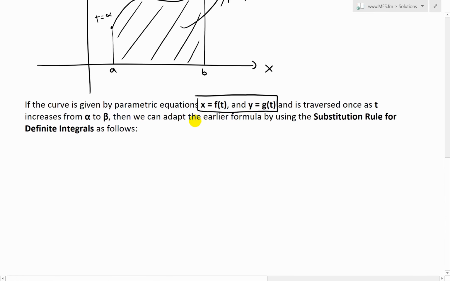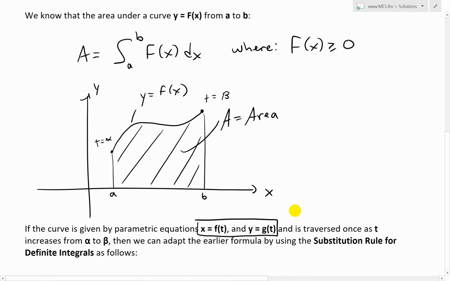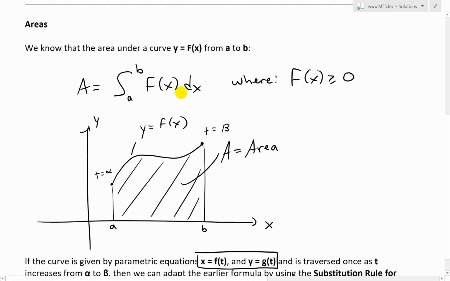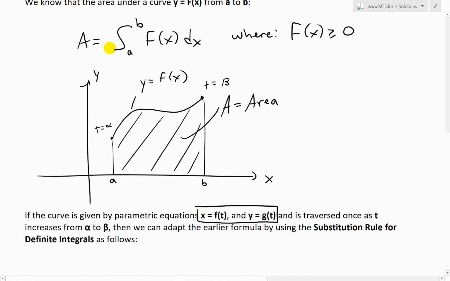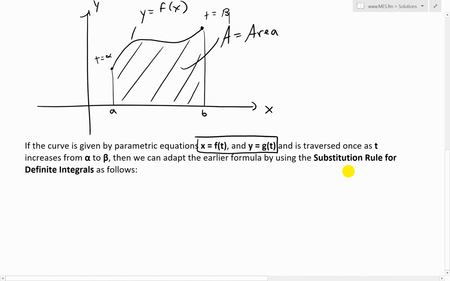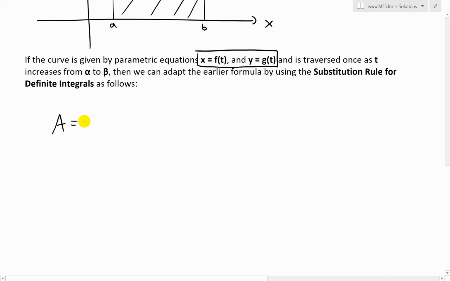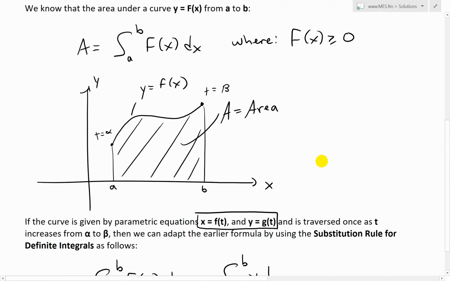Then we can adapt the earlier formula by using the substitution rule for definite integrals. We can change this integral, and the idea is to use the substitution rule to remove the x variable and instead deal with t. So we know A is equal to the integral from a to b of f of x dx. This is the same thing as writing the integral from a to b of y dx. Again, f of x is just y, so we could write it like that.